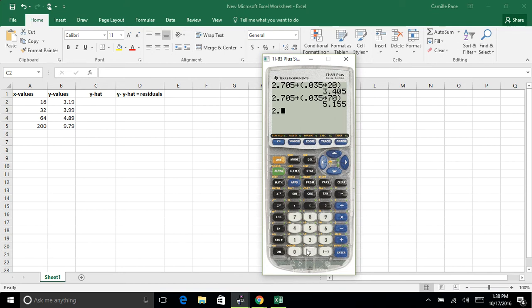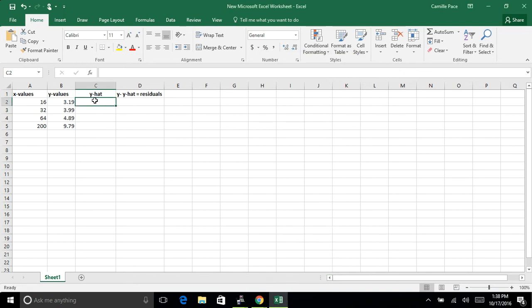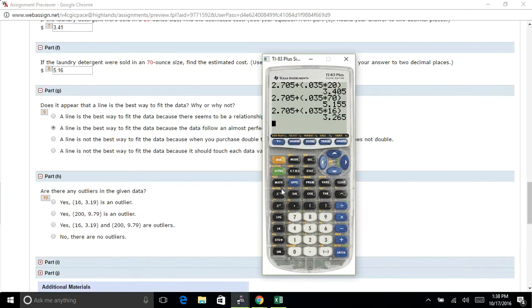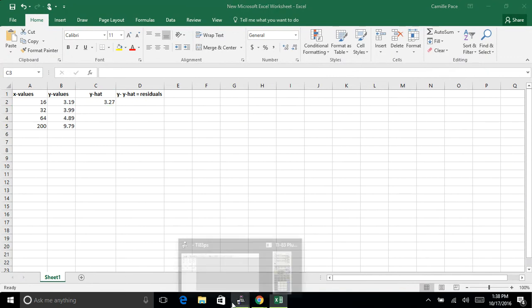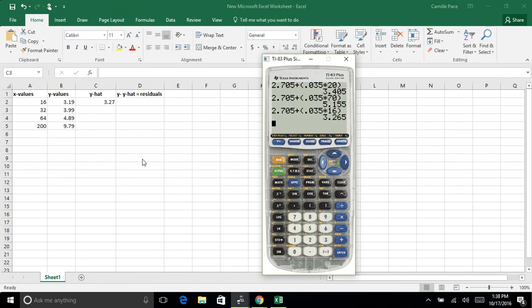All right, so what I need to do over here is 2.705 plus 0.035 times 16, and then I hit enter. Okay, so what did I get? For this one, I got 3.265. You could probably go ahead and round this up to 7. Let's just do that, okay? So what I'm doing is I'm taking the actual values that I had, and I'm plugging them into the calculator with the linear regression function that I had.